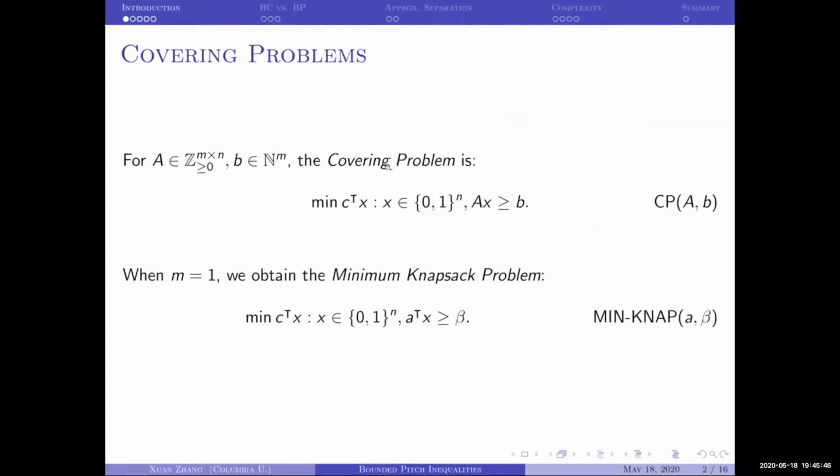Essentially, a covering problem is an optimization problem over the set of 0, 1 points that are feasible for a set of cover-like inequalities denoted by Ax greater than or equal to b. When you only have one inequality in this sequence of inequalities, you have a special case called the minimum knapsack problem, which we denote by MinNap(a, β). So a is the vector of left-hand side coefficients, and β is the right-hand side.